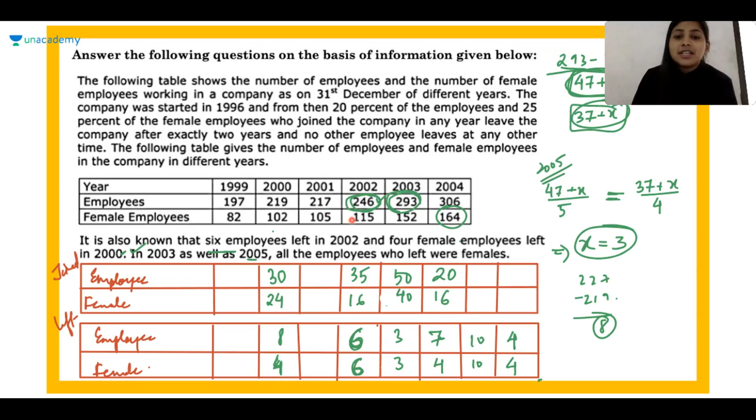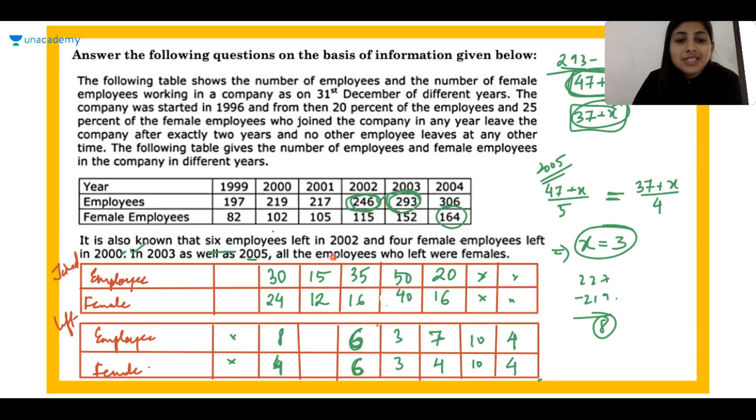Okay, these we won't be able to find. Joined in 2005 and 2006 we cannot find. Only left we could find and we have found it. Okay, this also we can't find in this case. Let's go previous now. If 3 employees left here, how many would have joined? 3 into 5, 15. If 3 employees left here, 3 into 4, 12 would have joined.